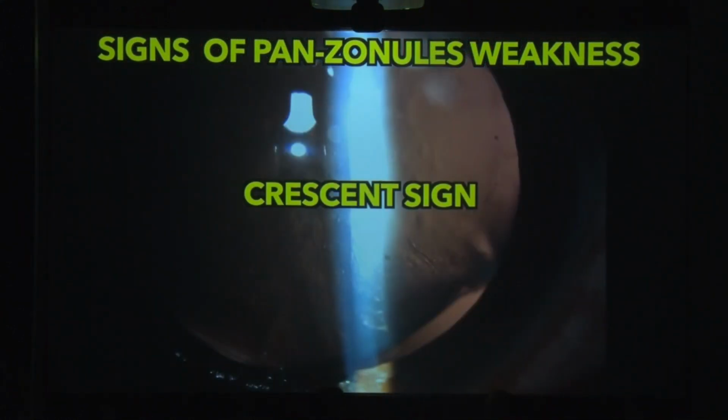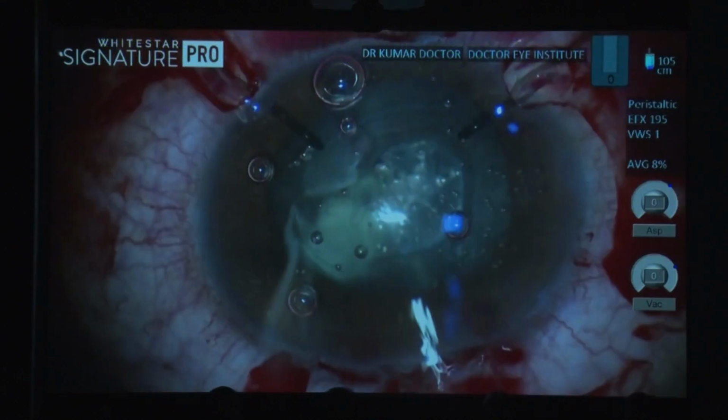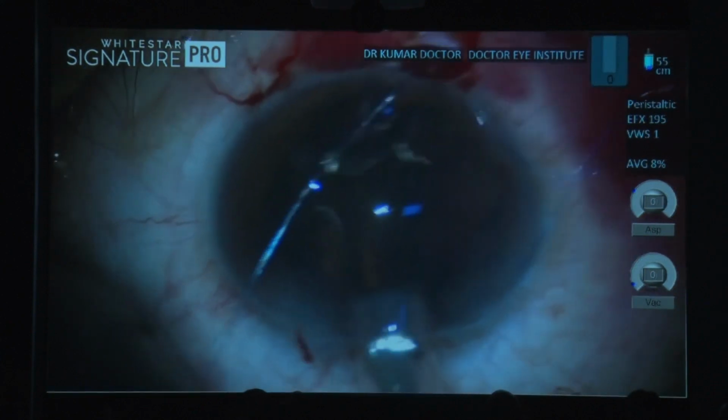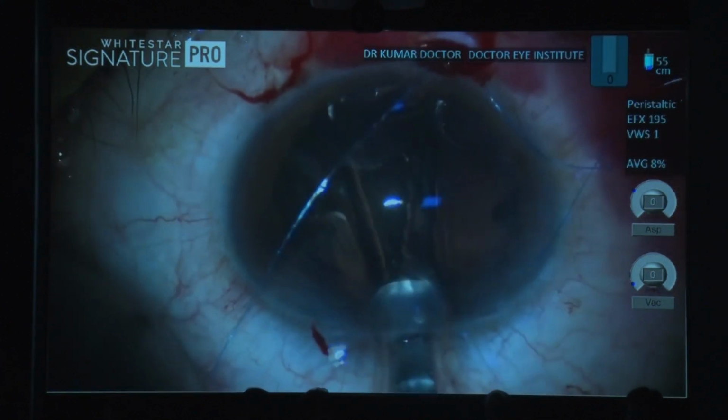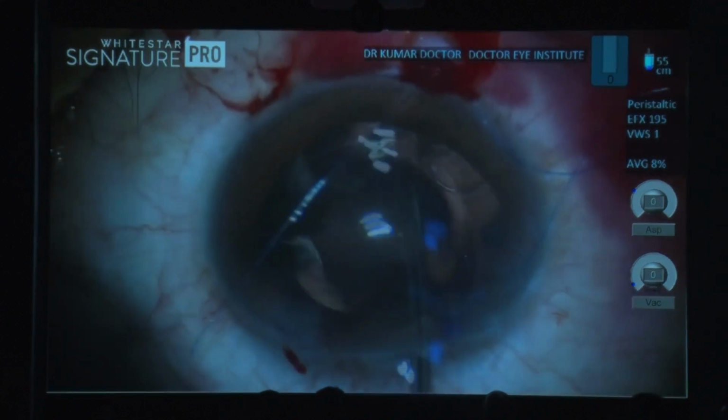Iridophacodonesis, a crescent sign, and irregular anterior chamber depth are signs of panzonular weakness. Capsular hooks, Sione's ring, and Ahmed segment should be used to perform a safe in-the-bag phacoemulsification followed by an IOL implantation in such cases.